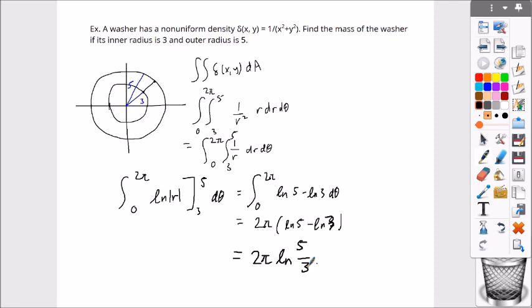Pretty interesting washer. The washer gets more and more dense as you get to the center, and that's why we're not integrating from the center, because if we integrated from the center, it might actually be infinite mass, and that would be pretty problematic for this type of question. The density function is undefined at the center, so it could be infinite, which is not what we want. So that's why we did this with a more sensible domain of r equals 3 to r equals 5.